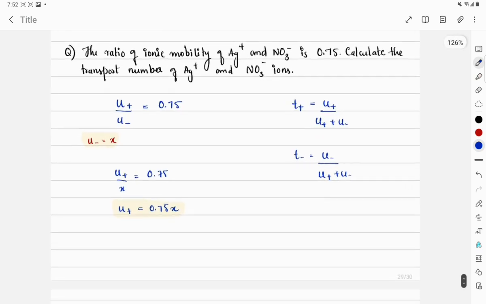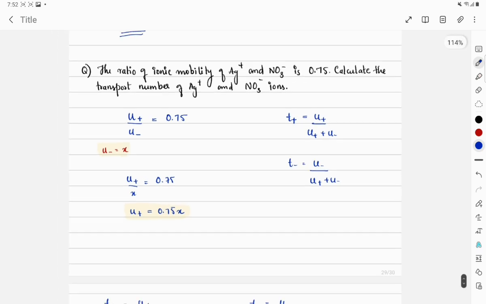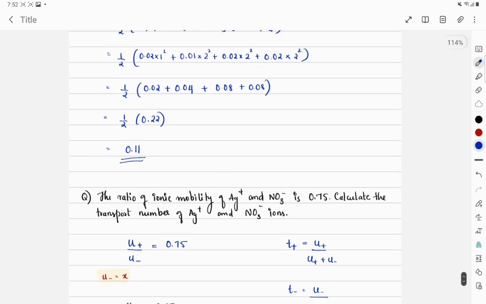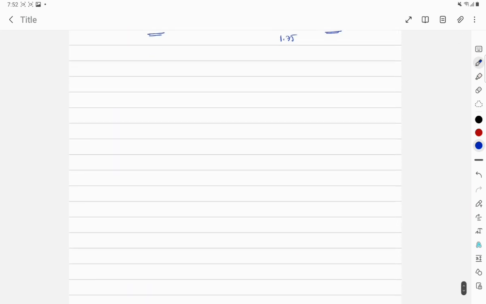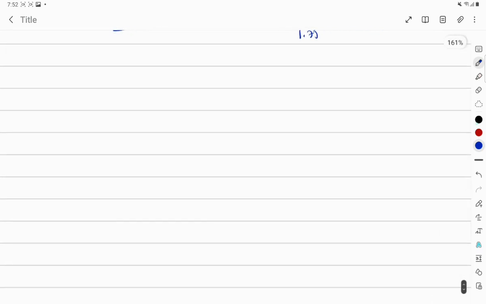So the question was simply to find the transport number for Ag plus and NO3 minus given a particular ratio. The only task here was to assign a constant for U minus, or you can assign a constant for U plus also, but you'll have to make the changes accordingly. Okay, so that was a simple question on transport number. Now let's go into Faraday's law of electrolysis.